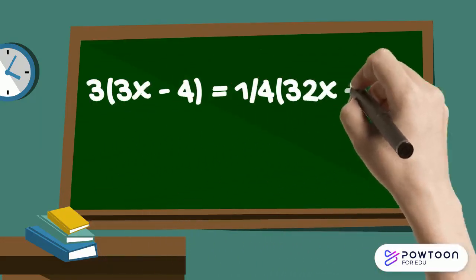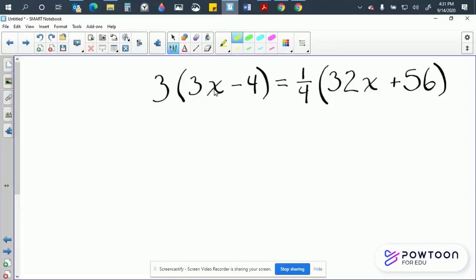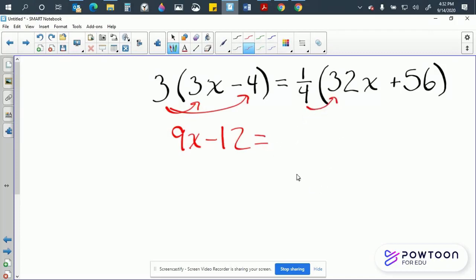And the next example problem is, to solve this problem, we do have an x on both sides of the equation, but we do have some work to do before we can move the x to one side. So we have to use the distributive property on both sides. So the 3 times 3x, we have 9x minus 12 equals, and 32 divided by 4 would be 8x. Plus 56 divided by 4 would be 14.